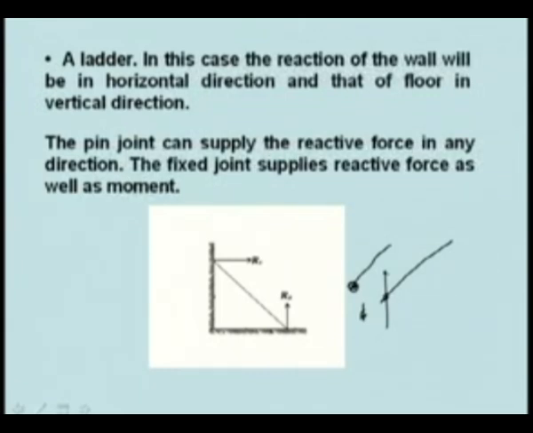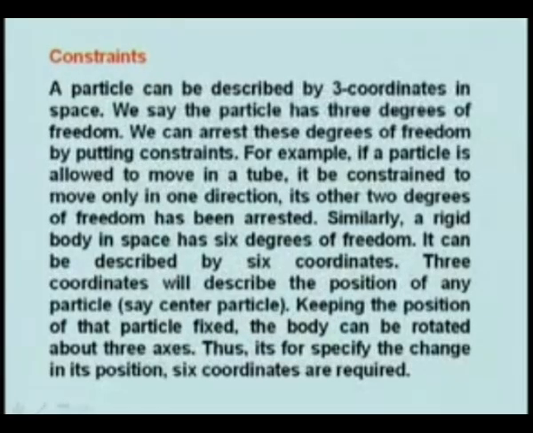It can supply reactive forces in any direction; it can constrain the motion in x, y, but it cannot prevent the rotation. But if you have a fixed joint, it gives you reactive forces as well as a moment, because it does not allow it to move. In the pin joint, if I apply a force like this, then you know the link starts rotating. So, this is the thing.